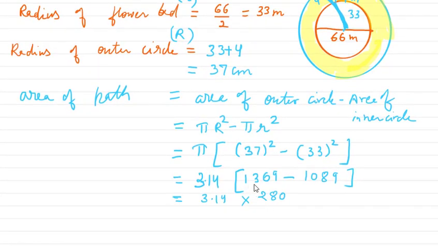So you will get 1369 is the square of 37. 33 square is 1089 and then you can subtract it. So you will get 280. Now you can multiply and you can just write the answer. So here the answer will be 879.2 meter square, or also you can round off, so it will be 880 meter square.